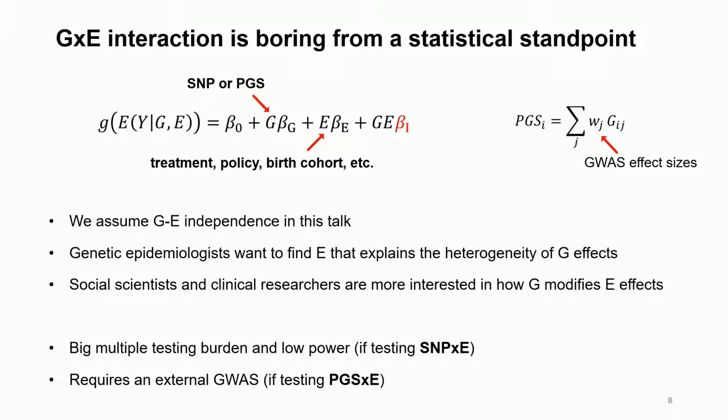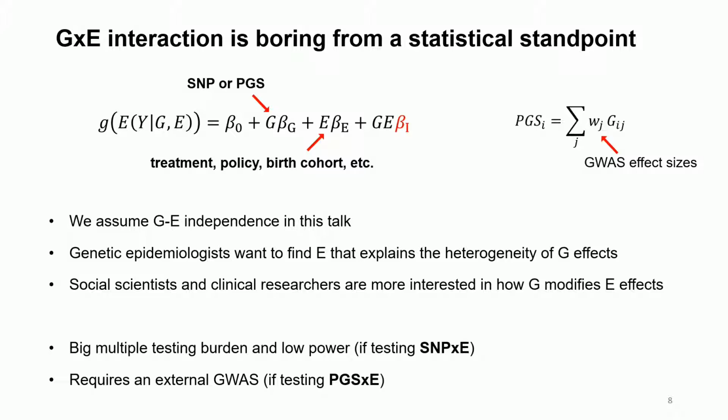And the environment, I'm talking about environment in a very broad sense. It could be a treatment. It could be a policy change. It could be birth cohort. It could be anything you want that is independent from genetics. In this talk, we assume that genes and environments are independent, which is kind of a big assumption. We think about this every day. But in the scope of my talk, I'm not going to give you examples that really break this.